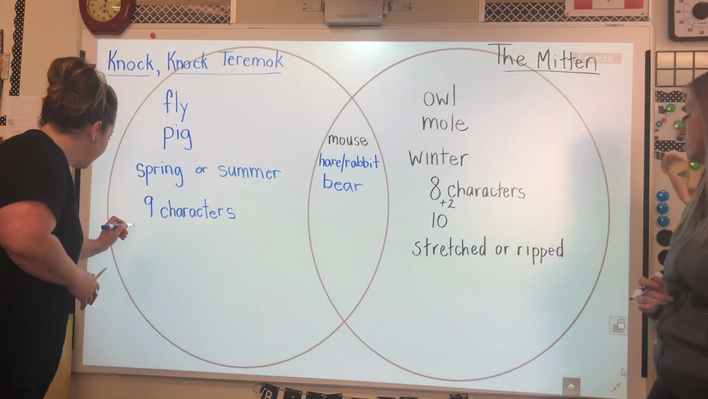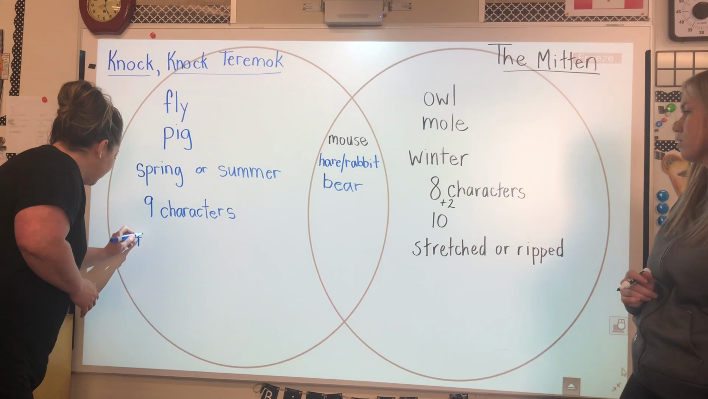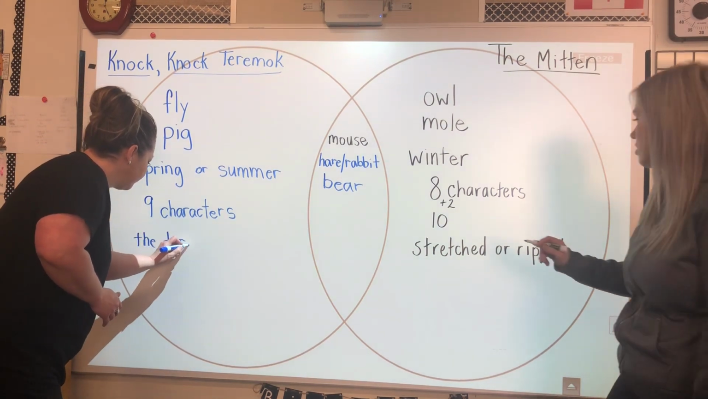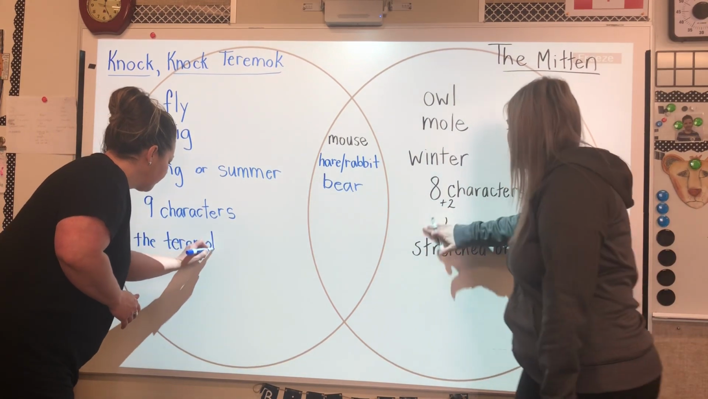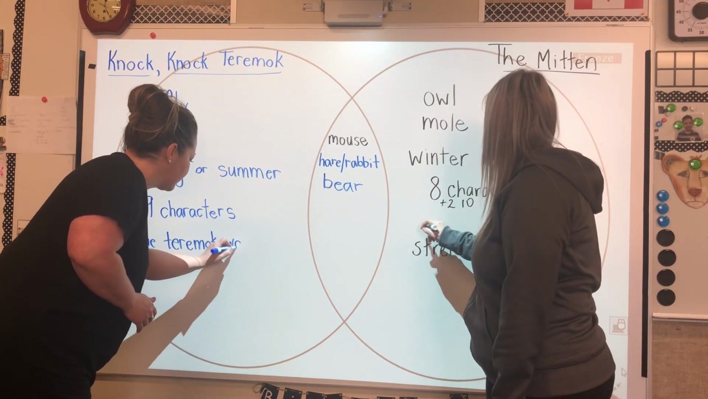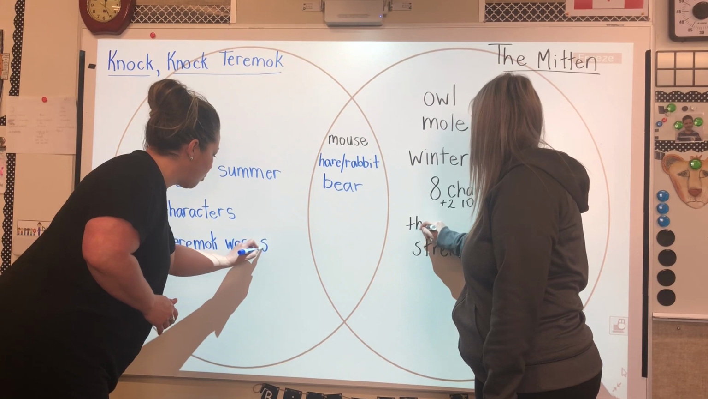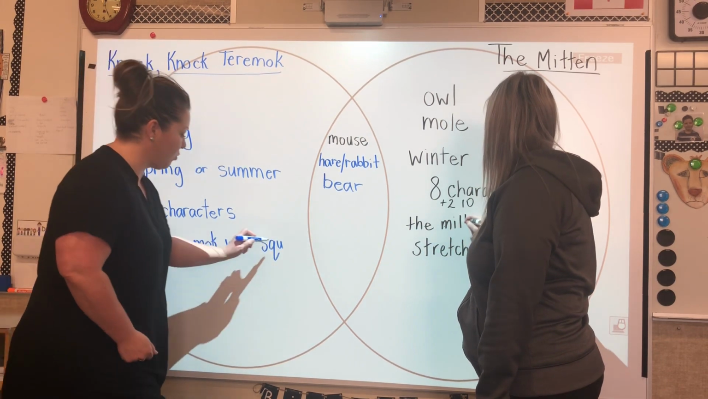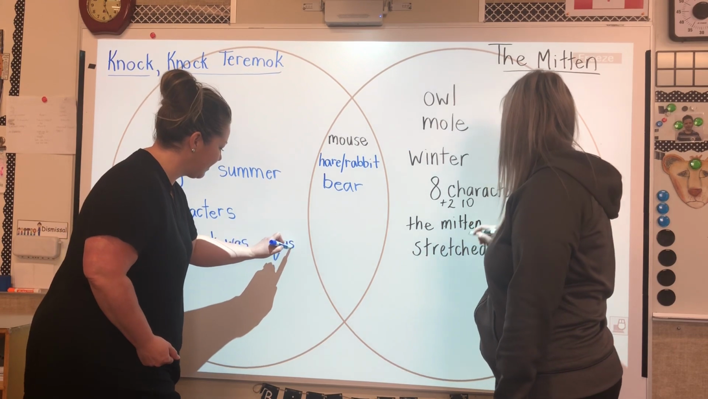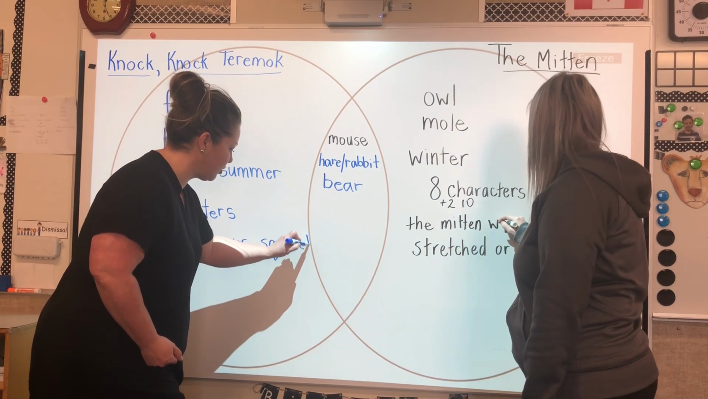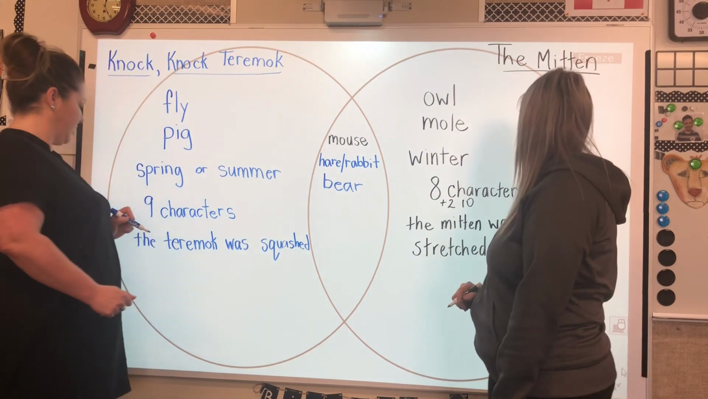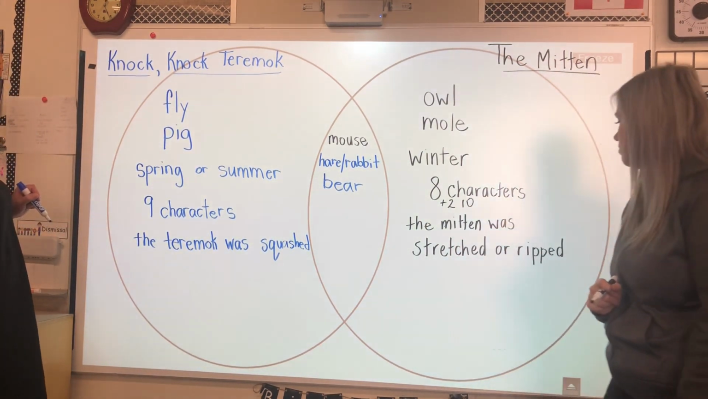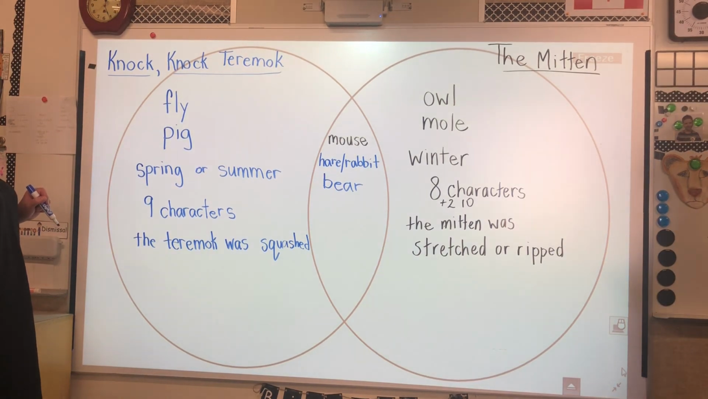So I'm going to write the Teremok, and I'll write maybe was squashed. Q-U, there they are. Remember they got married? Squashed. And I'm going to have to squash this word in. So there we go, squashed. The mitten was stretched or ripped. Perfect. All right.